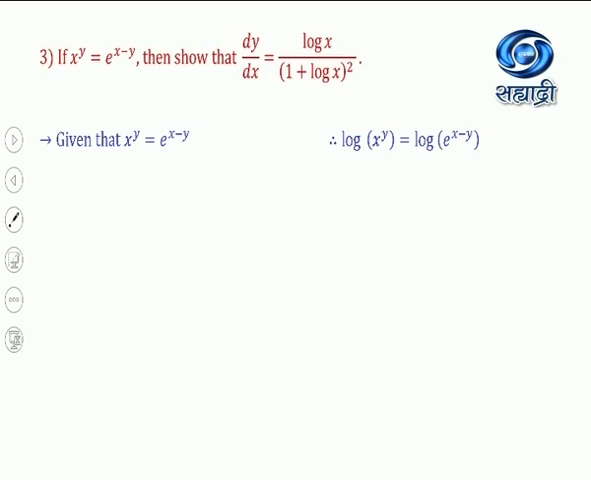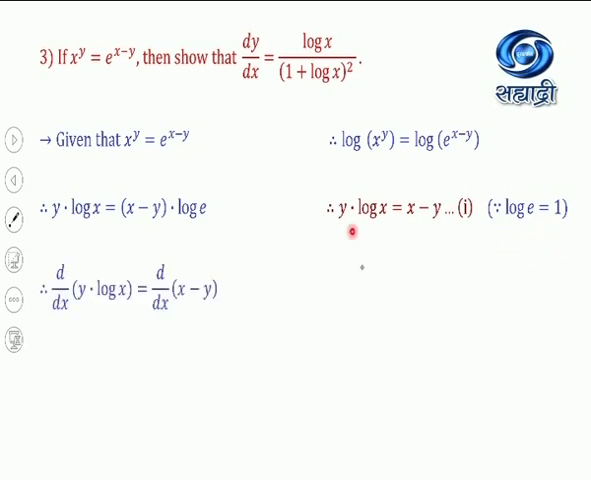So here we take log of both sides. By taking log of both sides we get log of x raised to y equal to log of e to the power x minus y. Now the power becomes a multiple by the rule of logarithm. So y log x we write here. Same thing here: x minus y into log e. But you know very well what log e is. The value of log e is 1. So here we write 1. And now here we write y into log x equal to x minus y. We denote it by equation 1. Here we write the reason: log e equal to 1.